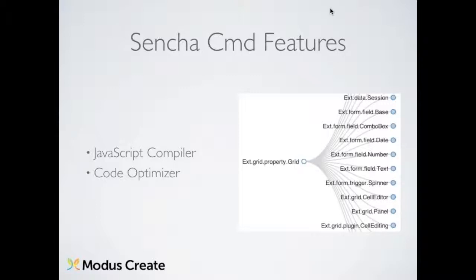Sencha Command also has under the hood a JavaScript optimizer, compiler, and some code optimizers that we often don't get to see because it just works whenever you go to do a production build. I'll be discussing this a little bit more in detail later on.